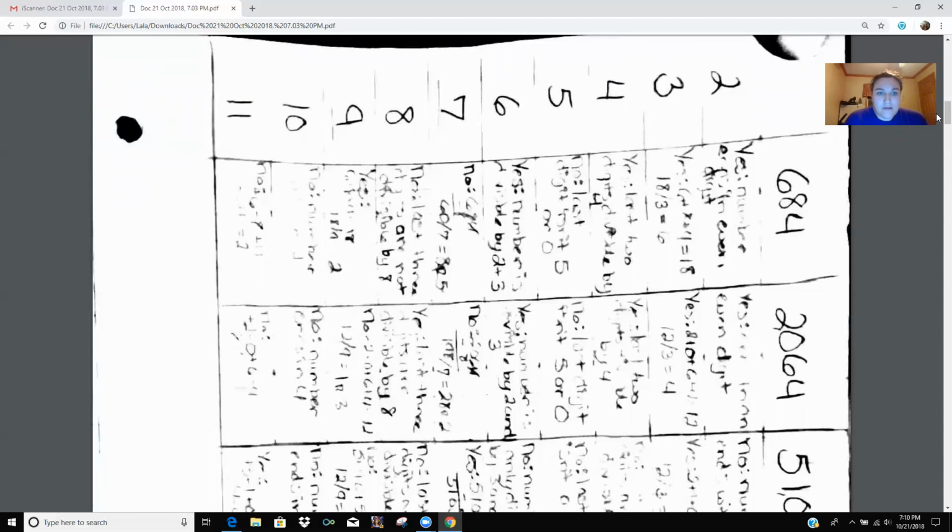Okay, so with 11, that one's a little tricky. What you do is take every alternating number, so we'll add the digits. 6, 8, and 4 are our digits. So it'd be plus 6 minus 8 plus 4, which gives us negative 2 plus 4, which is equal to 2. So 2 is not divisible by 11, so that's a no.